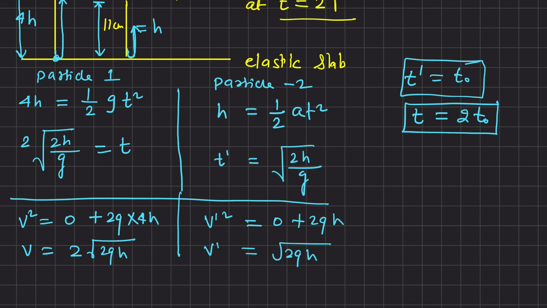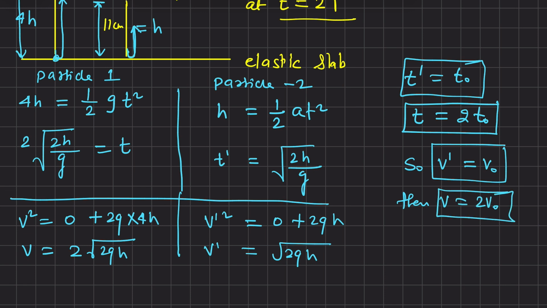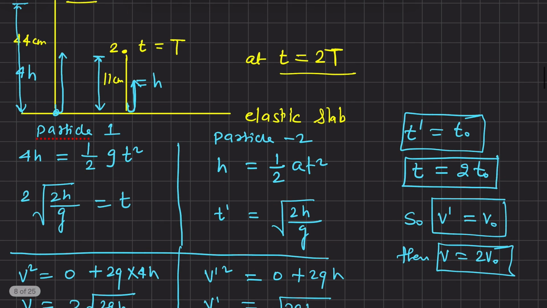So if I call v dash equal to v naught, then v will be 2v naught. So this data we have to keep in our mind for the calculation. I hope this is okay.